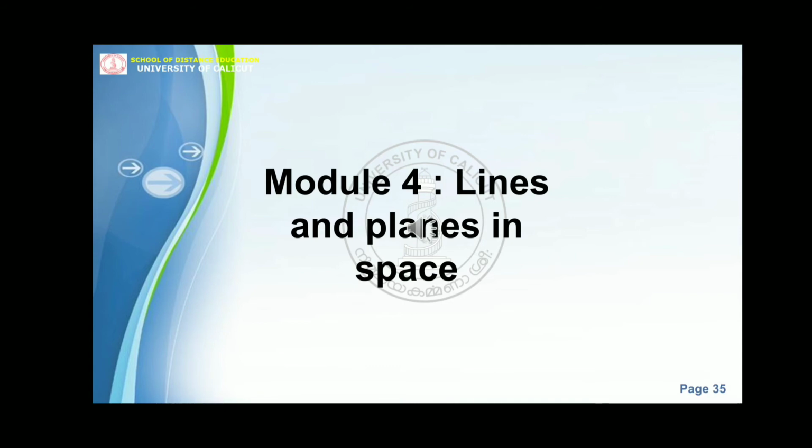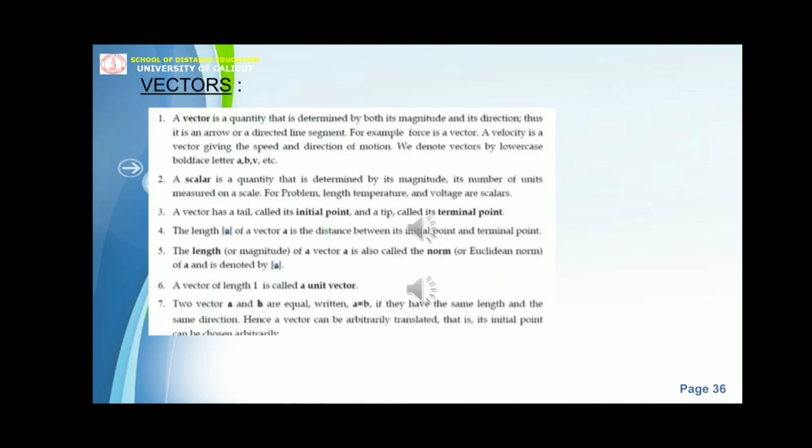Module 4, Lines and Planes in Space. Vector is a quantity that has both a magnitude and a direction. For example, force. Force has a magnitude and also a direction. And another example is velocity, which has both a direction and a magnitude.